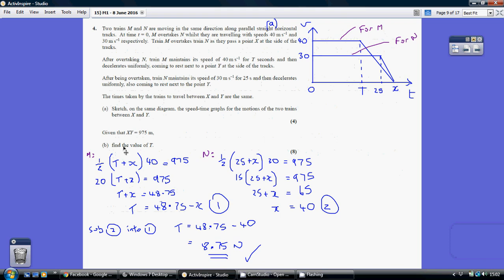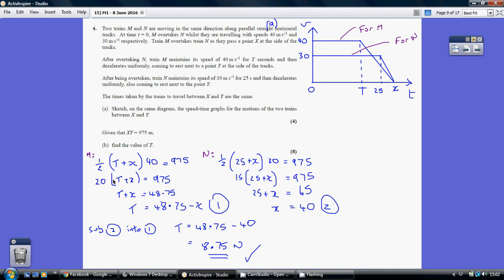So for part B, we're told that XY is 975, find the value of T. Now the distance travelled is the area underneath in a velocity time graph. So the area underneath this trapezium here for M has got to equal 975. And so does the area under this trapezium for N also have to equal 975.